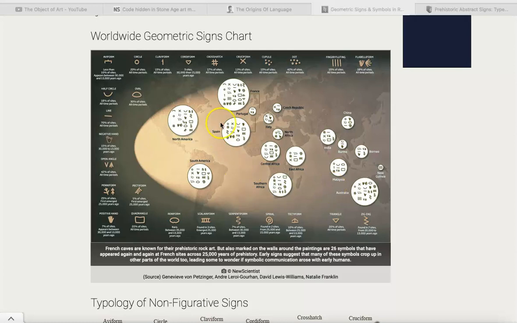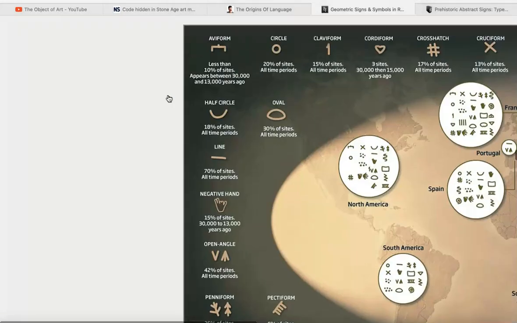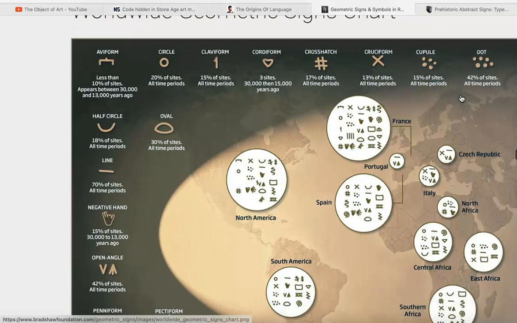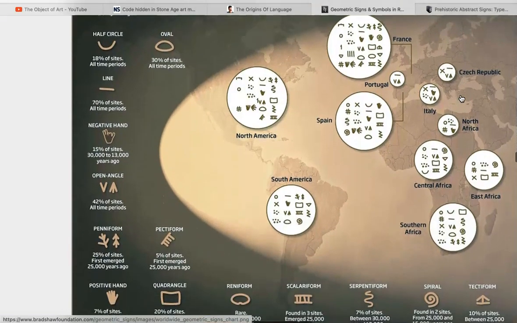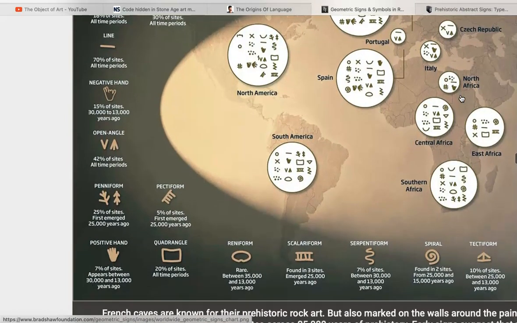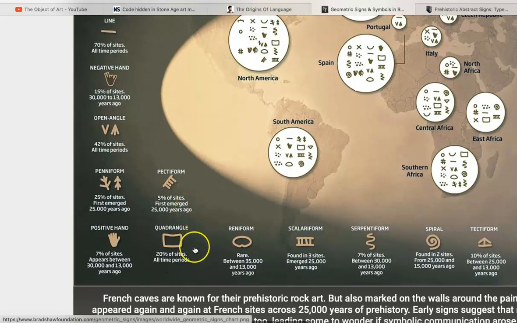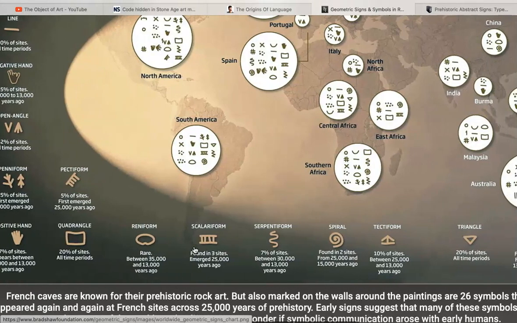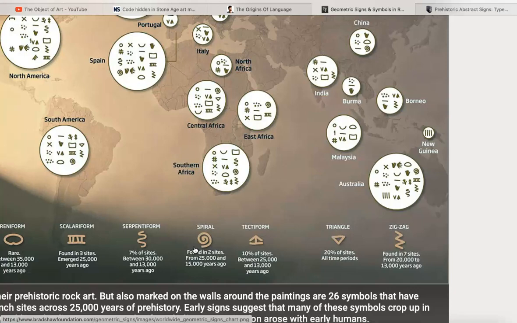Really? And this infographic having to do with all of these different signs. Look at it. Aviform, circle, claviform, quartiform, crosshatch, cruciform. So the pound sign has been around for quite some time. Cruciform, the X, cupule, dot, half circle, oval, line, negative hand, open angle, penniform, pectiform. So the comb, I keep forgetting, the comb is the pectiform. Positive hand, quadrangle, reniform, scalariform, serpentiform, spiral, tectiform, triangle, zigzag.